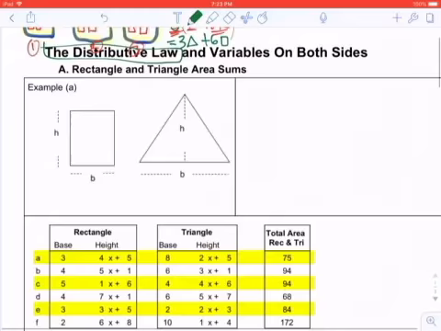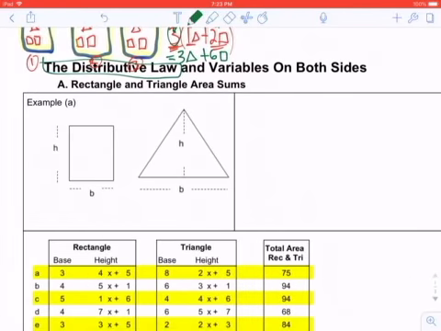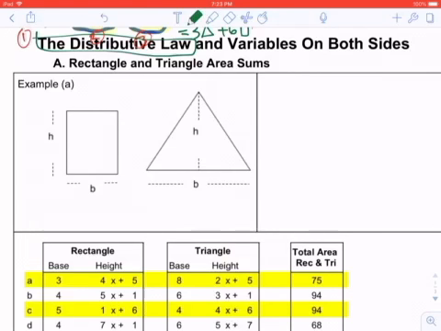In this case, I've got a rectangle, and I'm going to do A with you. This is from the handout, and the base is 3, and the height is 4x plus 5, and the triangle has a base of 8, and a height of 2x plus 5. And it says the total area is 75.